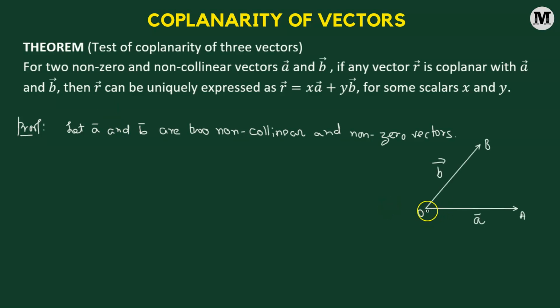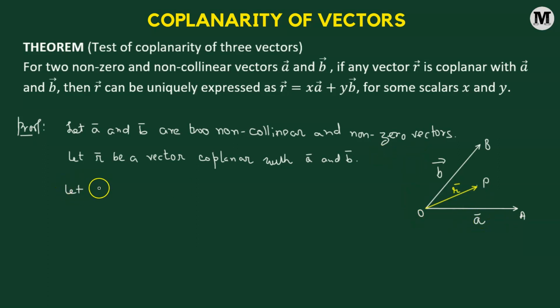So here we have two vectors, OA vector and OB vector. These two vectors are non-collinear as well as non-zero vectors. They have their initial points coinciding at the point O. Now we're going to consider another vector R, such that R is coplanar with A and B. We're going to assume that it is coplanar with A and B. That means it's going to lie in the same plane that also contains OA vector and OB vector. So here we have chosen the vector OP, which is the vector R, such that its initial point coincides with that of OA as well as OB, and R vector is going to lie in the same plane that contains A vector and B vector.